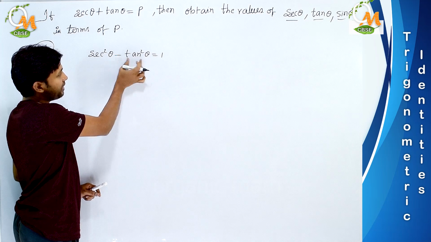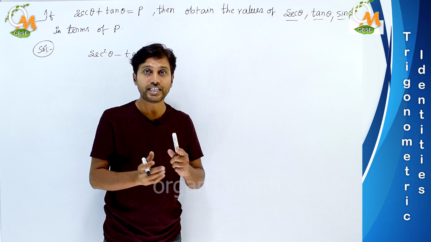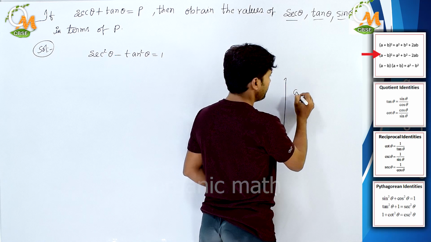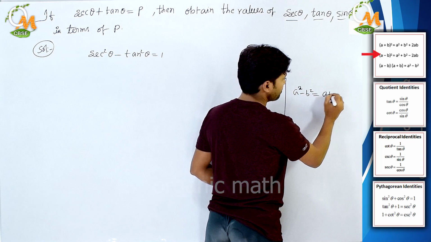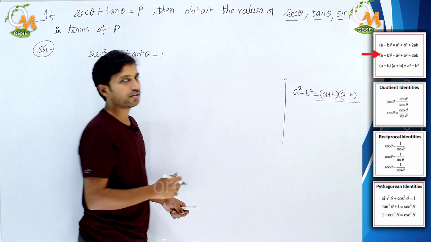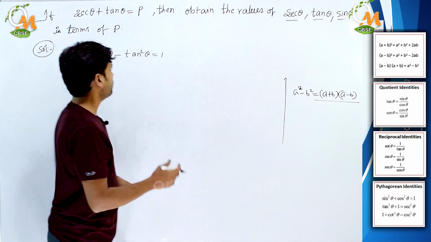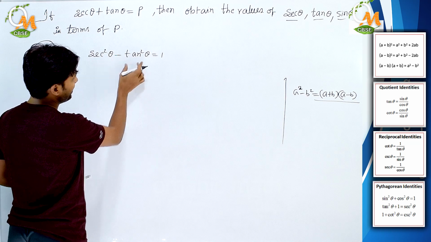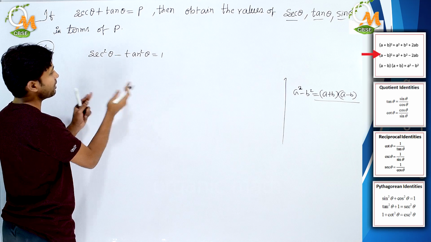Now secant square theta minus tan square theta is in which form? That is in a square minus b square form or not? Yes. How can we expand a square minus b square? A square minus b square can be split into a plus b into a minus b. This can be split like this or not? According to algebra, this is a standard algebraic formula, right? So here also we can do the same. See, if you consider secant theta as a and tan theta as b, then a square minus b square can be split into a plus b into a minus b.